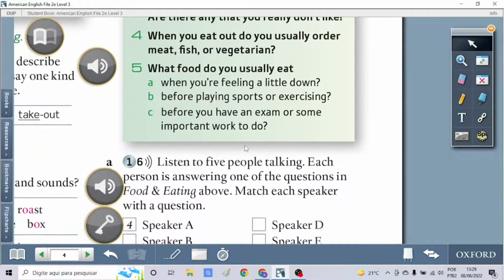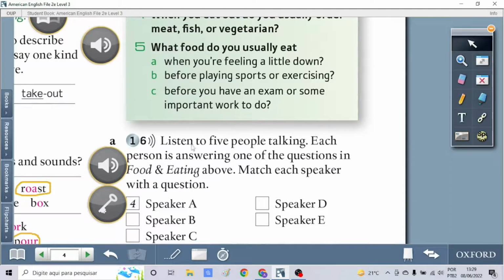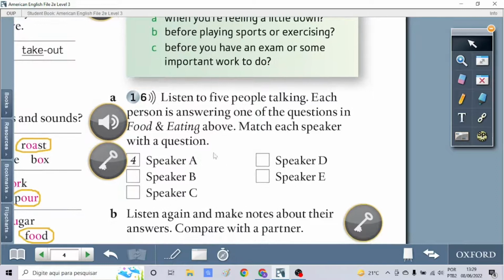So please answer. Now you are going to listen to 5 people talking. You're going to match the speakers to which question these people are answering, okay?